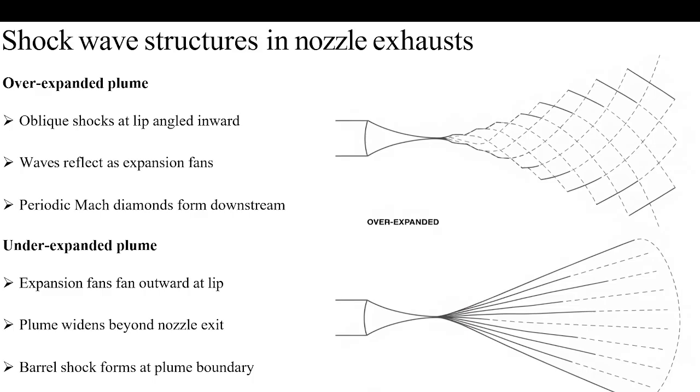For the under expanded cases, there are expansion fans outward of the lip, and a huge plume comes out of your nozzle, where that plume is controlled during firings using different methodologies. So barrel shocks at the plume boundaries will also be considered.